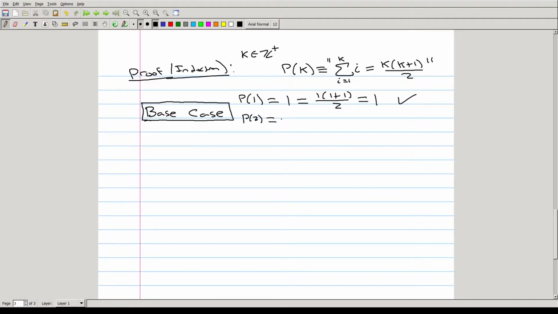P of 2 is going to be 1 plus 2, which is 3, which should be equal to 2 times 2 plus 1 over 2. 2 divided by 2 is 1, and 2 plus 1 is 3. So this checks out. P of 3, the sum is 1 plus 2 plus 3, which is 6. This should be equal to 3 times 3 plus 1 over 2. 3 plus 1 is 4, divided by 2 is 2, 2 times 3 is 6.